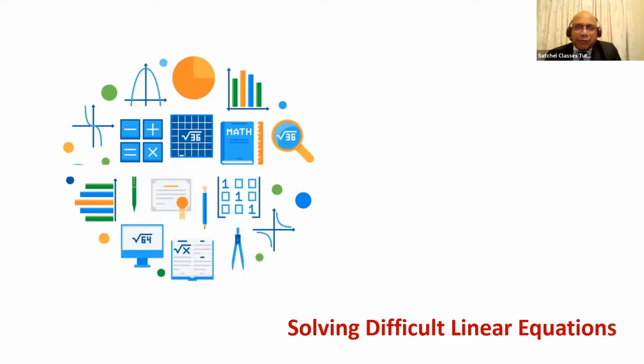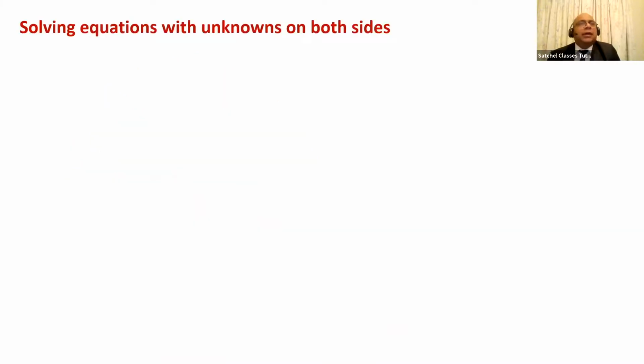So what are the linear equations we are going to look at in this particular session? We'll first have a look at equations which have unknowns on both sides of the equal to sign. Then we'll look at equations involving brackets. And finally, we'll look at equations involving fractions, fractions on both sides and fractions on the same side. Right? So let's get started then.